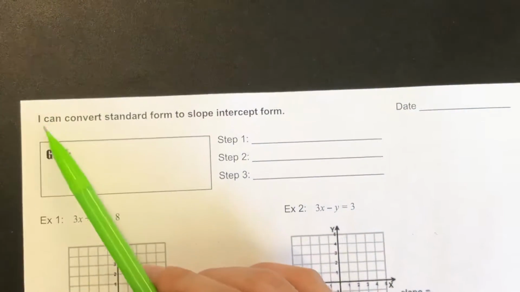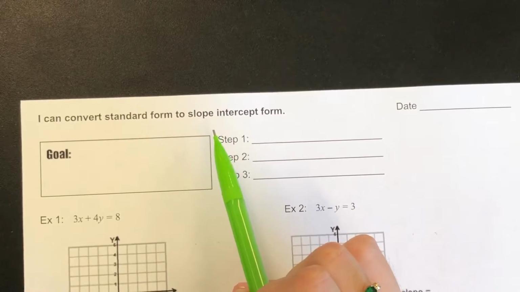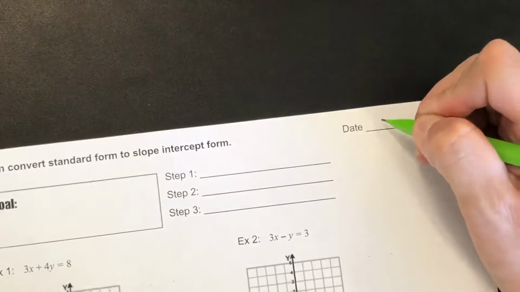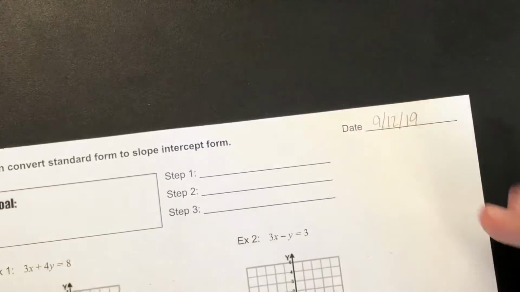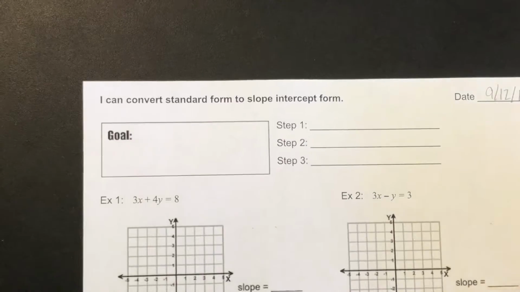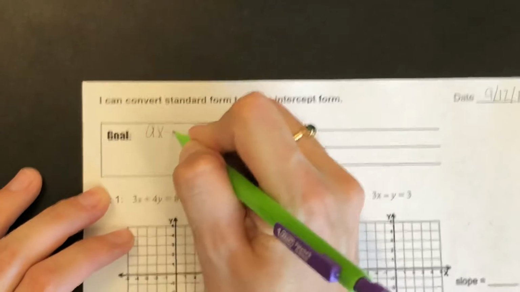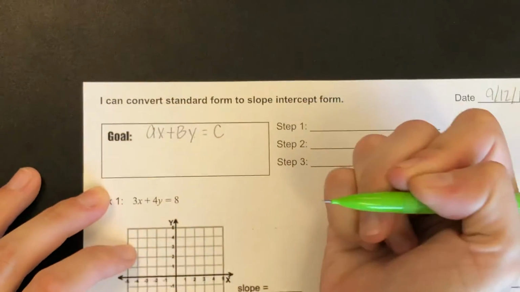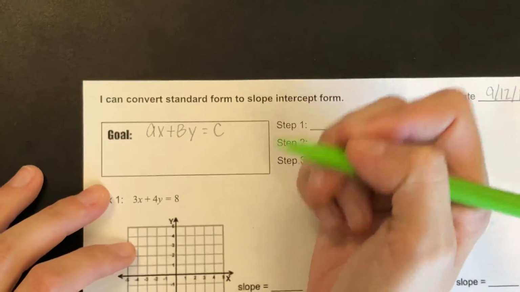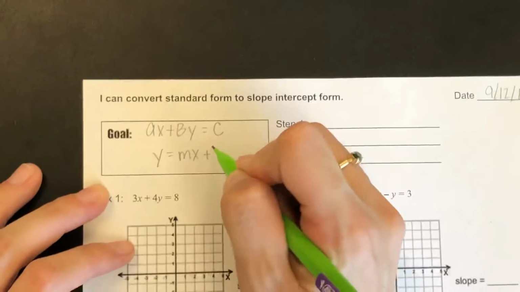For today, we're going to be talking about: I can convert standard form to slope-intercept form. The date is 9/12/19. Your goal is to get something that looks like AX plus BY equals C and change it to look like Y equals MX plus B.